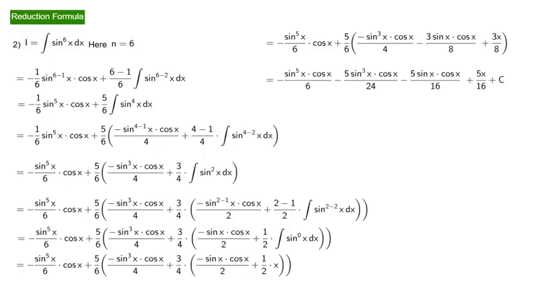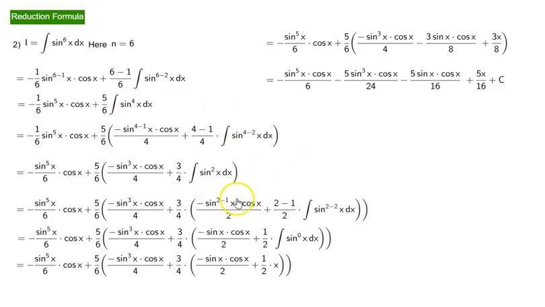Now let's open up the next bracket. We get minus 5 by 24 sine cube x cos x, minus 3 times 2 is 6, 8 times 2 is 16. So 5 by 16 sin x cos x, plus again 3 times 2 is 6, 2 times 8 is 16. So 5 by 16 x plus c. So that is the result of integrating sine to the power of 6 x dx.